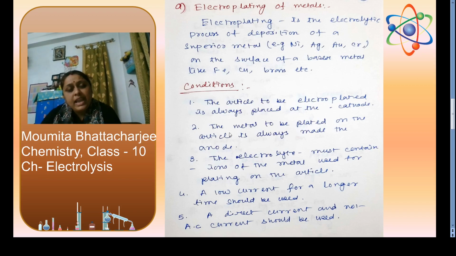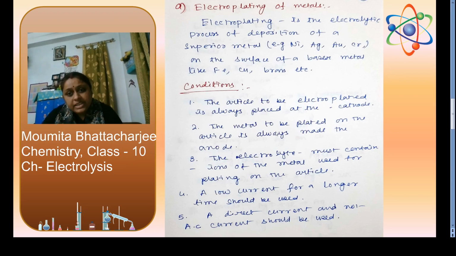The first point may be like that, to make it more attractive, to prevent rusting or corrosion, and next one, to enhance its resistivity. Next one, the conditions. The article to be electroplated is always placed at the cathode because during electrolytic reaction, the metal is always deposited at the cathode by gaining of electrons.